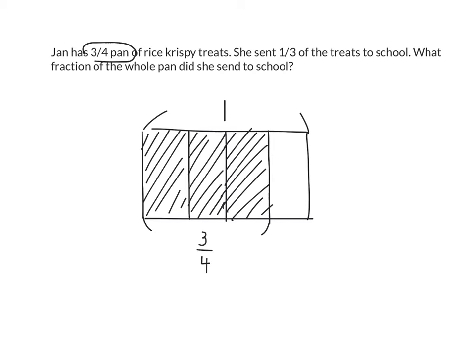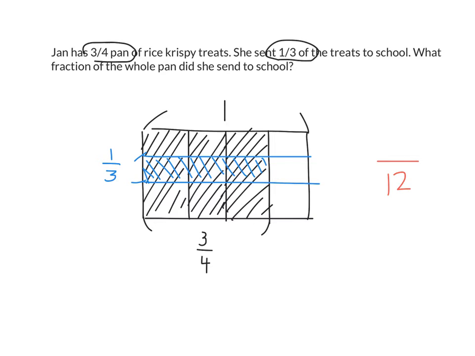Then we know she sent 1/3 of those treats to school. So I'm going to cut it horizontally into thirds. And I'm going to say she's going to send this middle third this time. She likes to save the edge pieces for herself. I'm going to label that that's 1/3. Now, at this point, Jan's entire pan of brownies is cut into how many equal-sized units? 12. 12s, good. And how many of those 12s did she send to school?